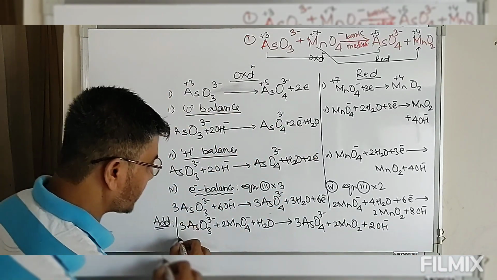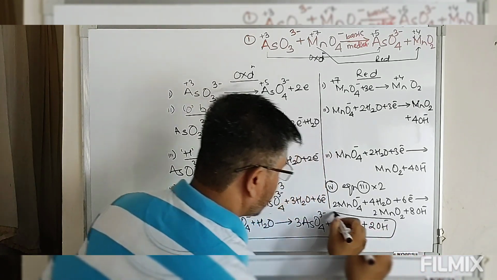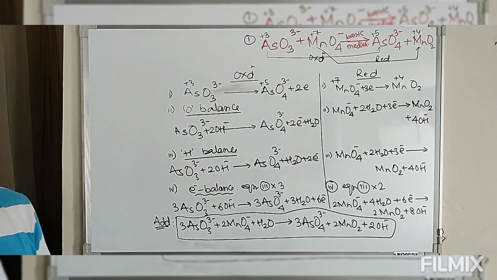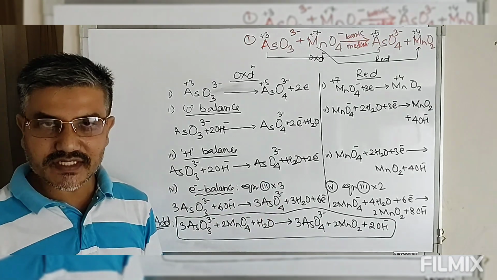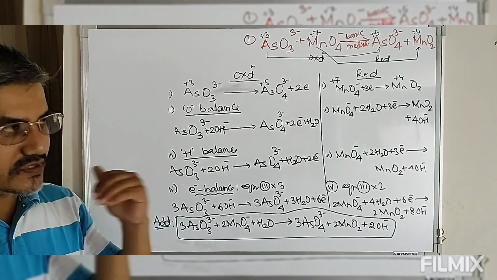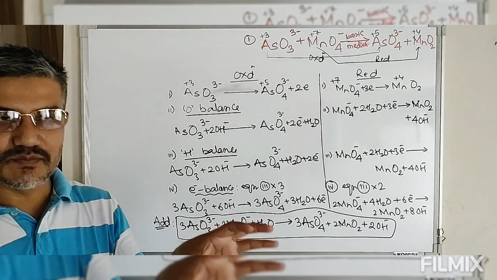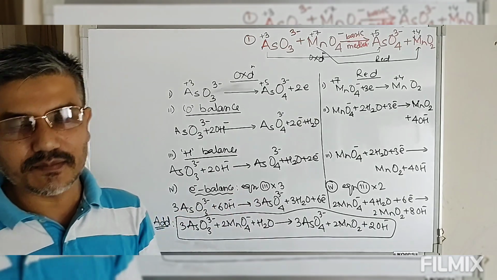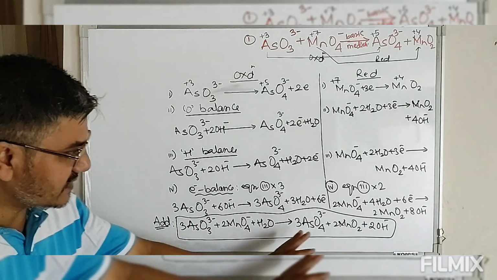So this is the complete balanced reaction. So this is a very easy and a convenient method to balance. Simply by balancing both the half reactions, you add up the two half reactions to get the complete balanced reaction. So we say this is the balanced reaction.